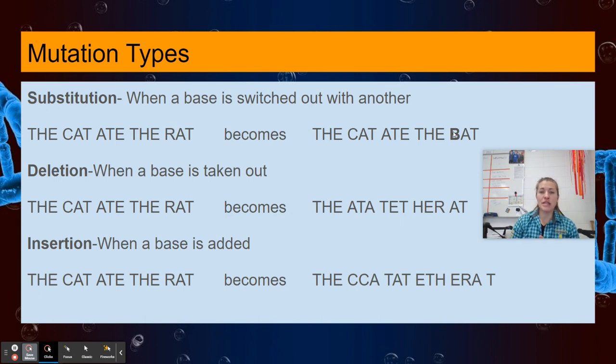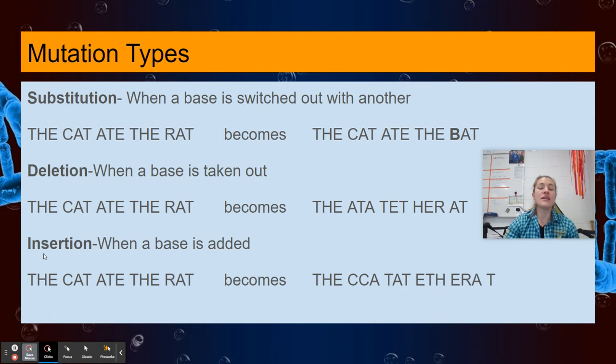We can also have a deletion mutation. This is when we completely take out a base. So the cat ate the rat becomes the atatathurat. The reason why is because we have to read, remember, our mRNA in a set of 3. So even if we take out a letter, we now have to shift everything over. That's why sometimes this mutation is called a frame shift mutation, because we have to shift over what we're actually reading.